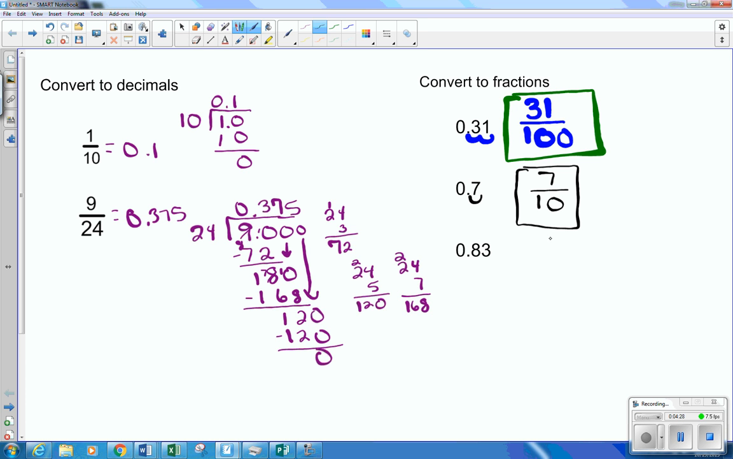So finally, 0.83. 83 is our numerator. What do you think the denominator is? 1. How many zeros? 1, 2. And then I can check and see, is there any number that goes into 83 and 100? There is not. So my answer is 83 over 100.